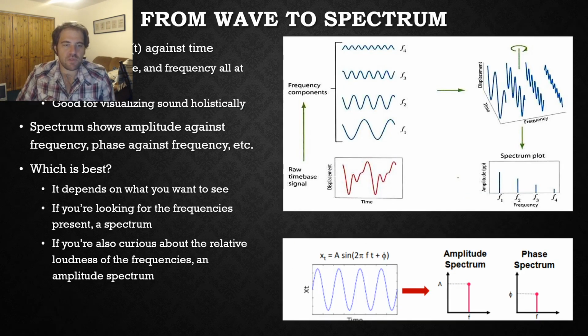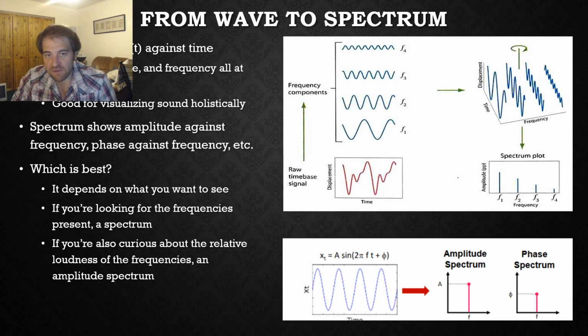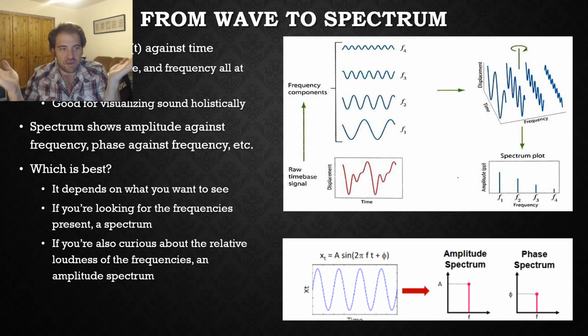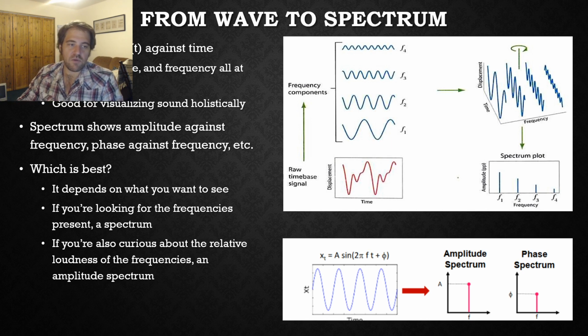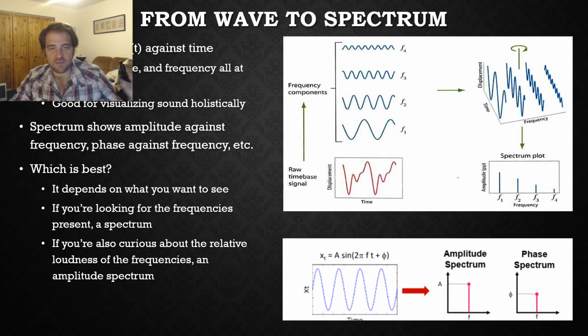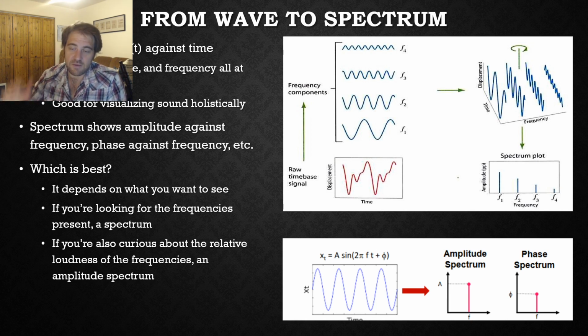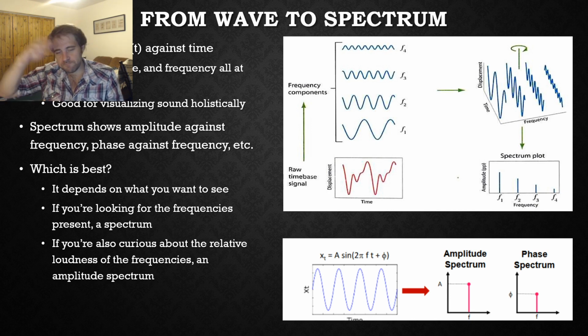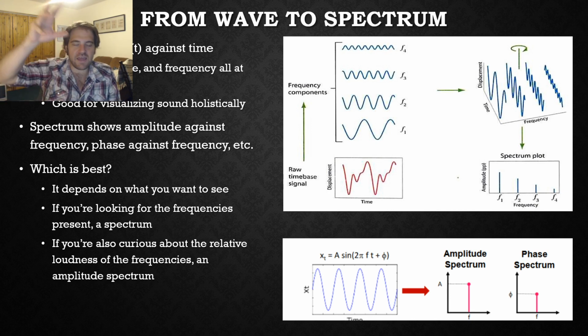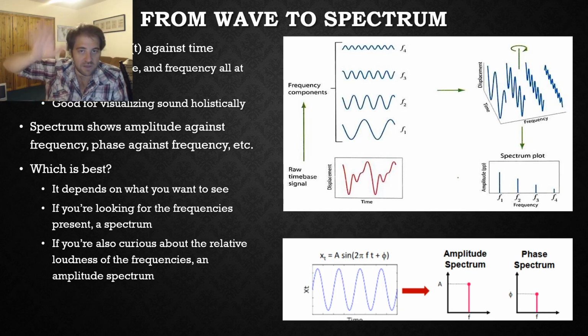Okay. So how do we go from a wave to a spectrum? Well, what we're doing is basically flattening the wave. The waveform, which is x of t, is the formula that we've been looking at. It plots displacement against time. Phase and amplitude and frequency are things that we're seeing all at once.